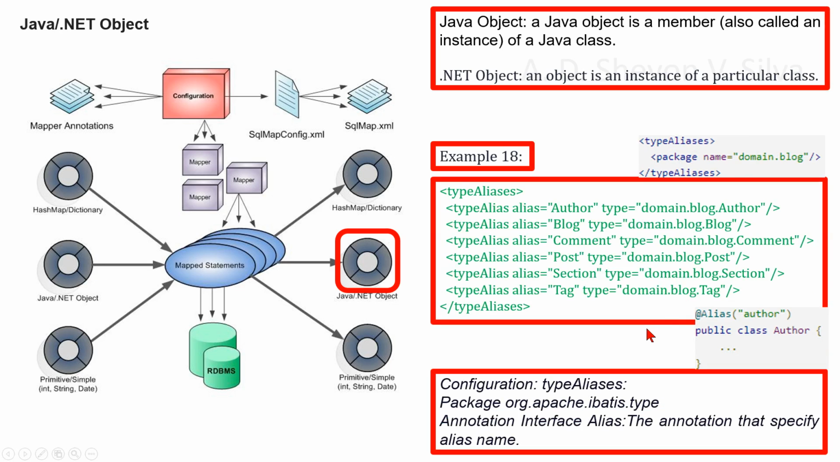Now we are considering type aliases in configuration. The Alias annotation specifies the alias name, and it is in the package org.apache.ibatis.type. A type alias is simply a shorter name for a Java type. It is only relevant to the XML configuration and simply exists to reduce the redundant typing of fully qualified class names. For example, with this configuration, the alias Blog can now be used anywhere domain.blog.Blog could be.